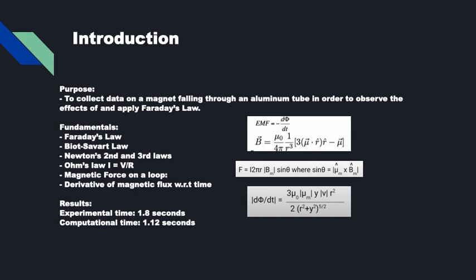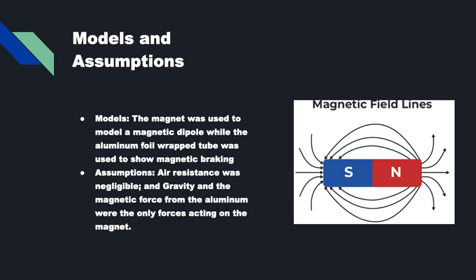Some of the results from the lab experiment were 1.8 seconds for our experimental time and 1.12 for the computational time. Some models and assumptions: the magnet was used to model a magnetic dipole, while the aluminum foil wrap tube was used to show magnetic braking. Some of the assumptions we made were air resistance was negligible, and gravity and the magnetic force from the aluminum were the only forces acting on the magnet.